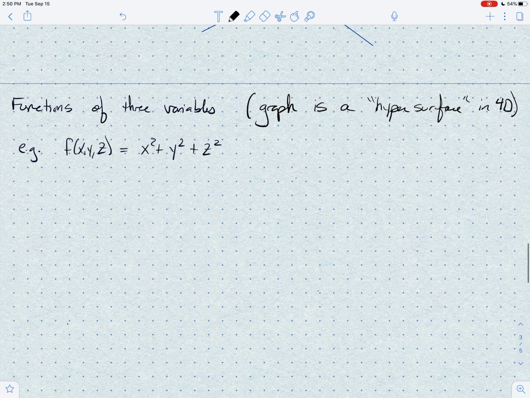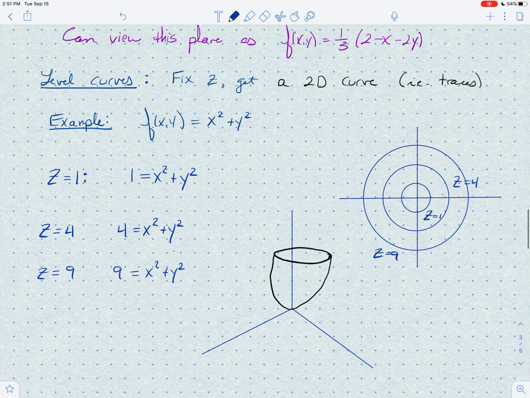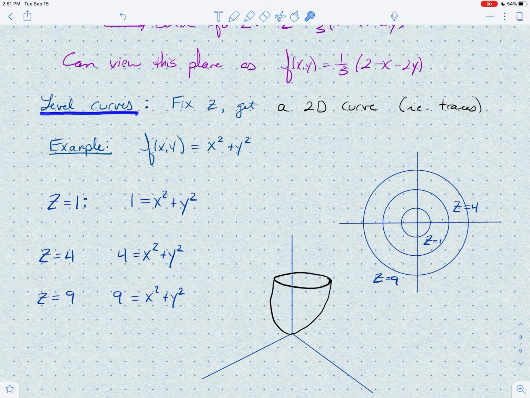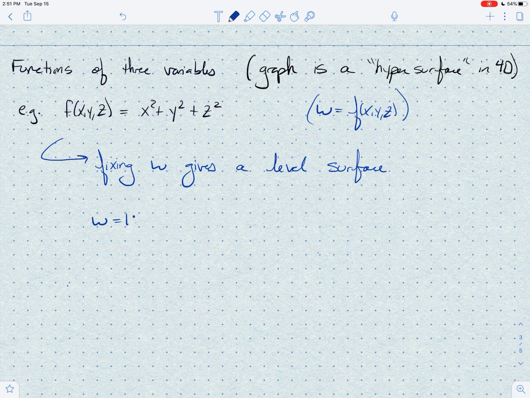Here's an example. Look at this example with me. We're going to think about f of xyz as w. I use w to stand for f of xyz. And I can slice this thing. When we sliced a function of 2 variables, you got a curve, so we called it a level curve. When you slice a function of 3 variables, you get a level surface. So let's say fixing w gives a level surface. For example, if I have w equals 1, I get 1 equals x squared plus y squared plus z squared, and this is the unit sphere.